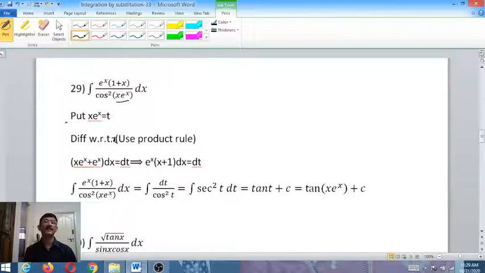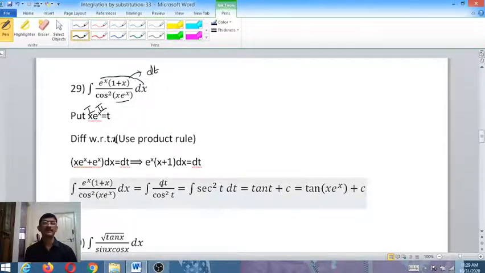Now you have to apply the product rule here. It is a product of two functions. x is the first function, e power x is the second function. Applying the product rule: x first into the derivative of e power x, which is e power x, plus second e power x into the derivative of x, which is 1, into dx will be, for t, dt. So take e power x as a common factor, it is x plus 1. Look at the numerator, it is e power x into (1 plus x) dx. This entire thing will be reduced to dt.